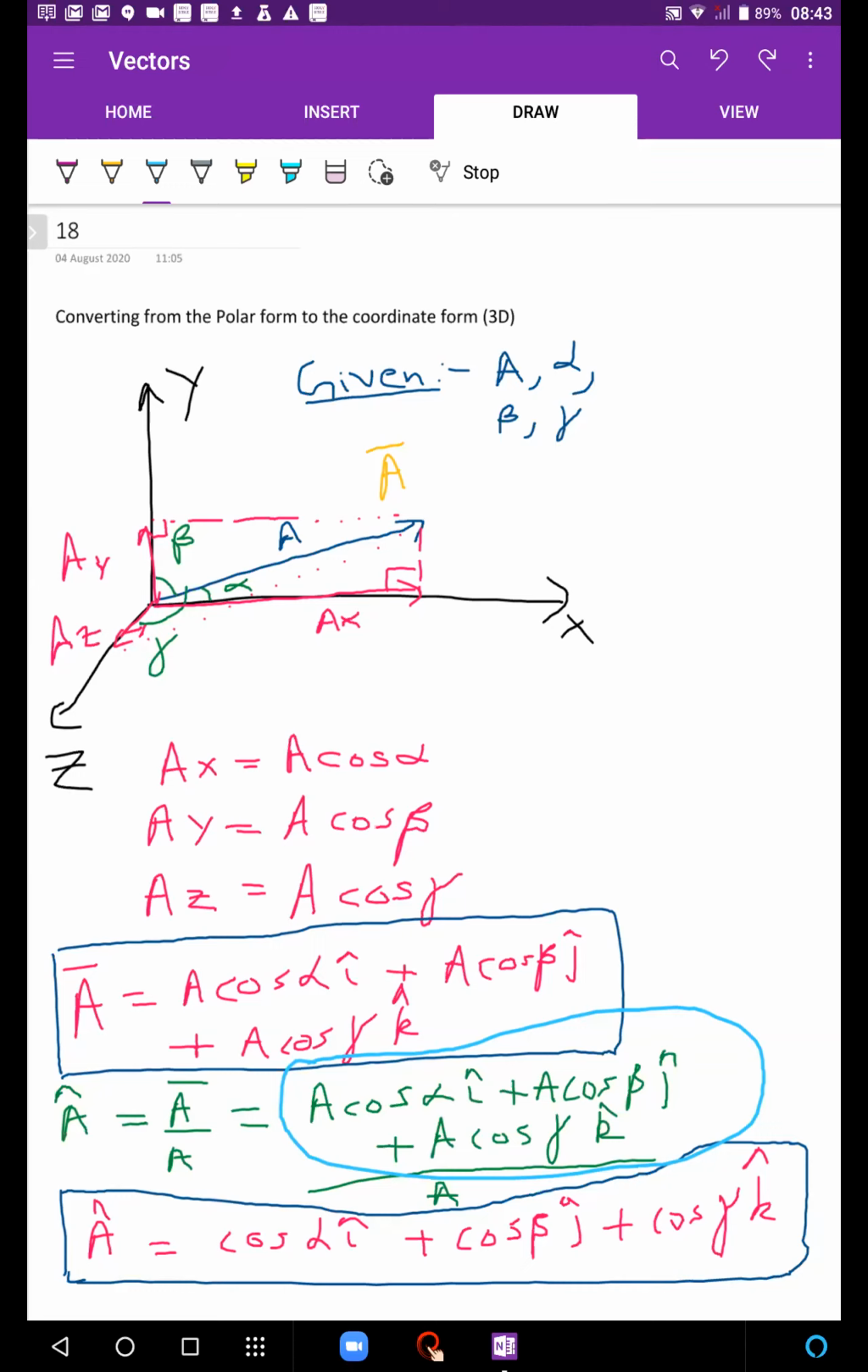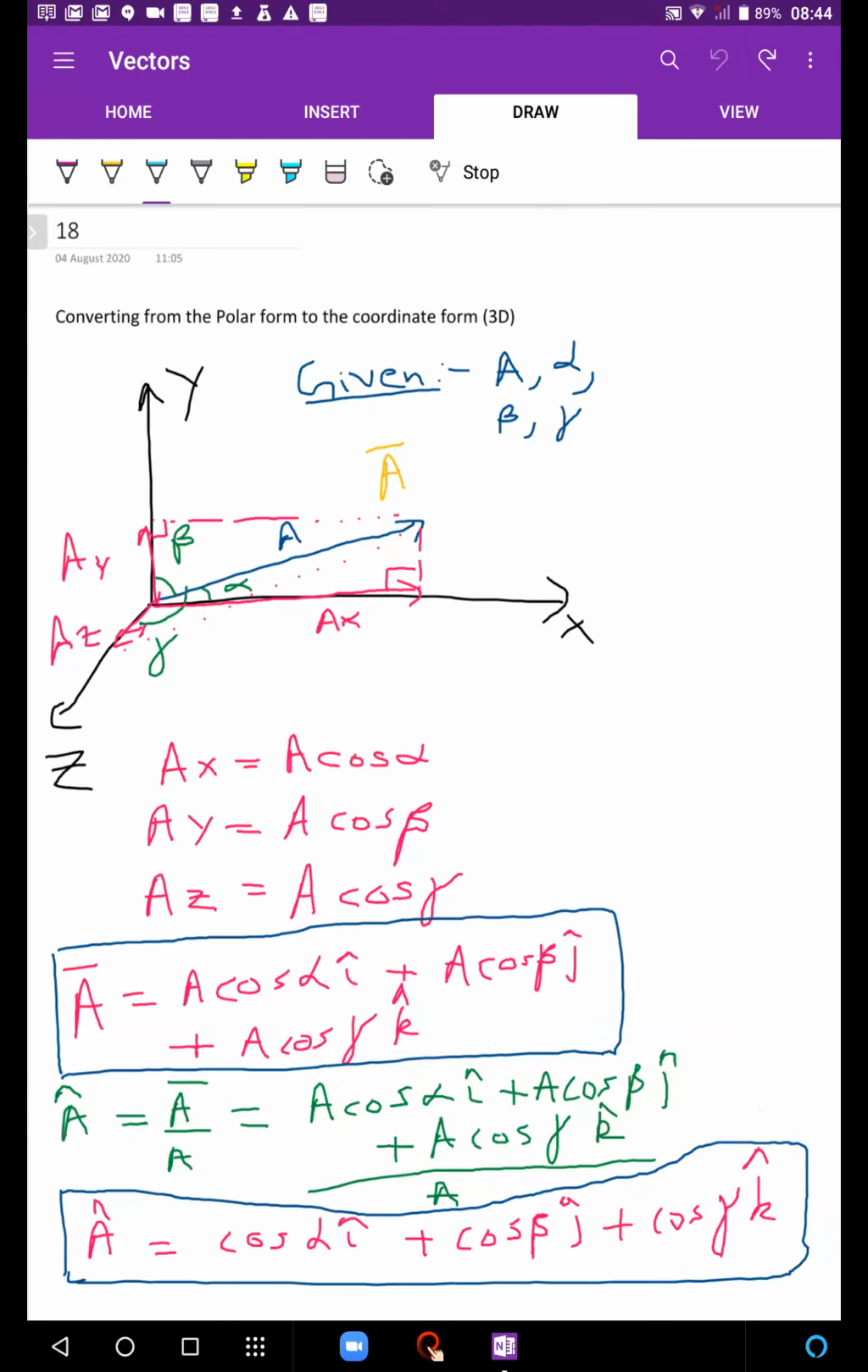ठीक है? तो A bar by A is going to give me a cap. Dividing the vector by its magnitude will give me the unit vector. A bar by A. तो एक तो A से divide करने में A हर जगह कट जाएगा. And what will I be left with? Cos alpha i cap plus cos beta j cap plus cos gamma k cap.